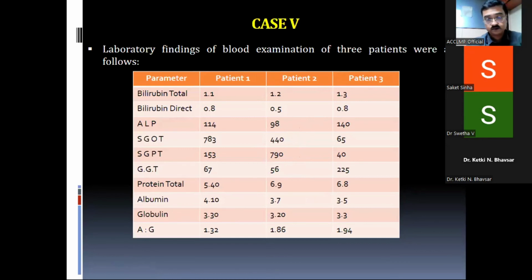Sir, this can be alcoholic liver. Exactly, alcoholic. This is none other than alcoholic liver disease, because it is not matching with any other parameter. GGT has been exceptionally high here. So it is a clear case of an alcoholic liver disease.